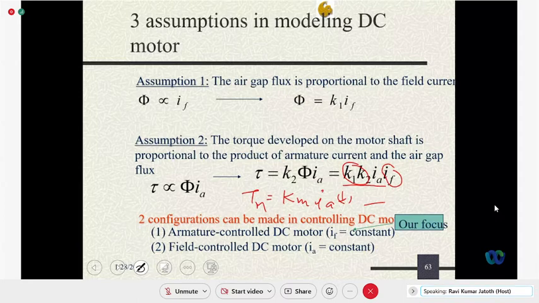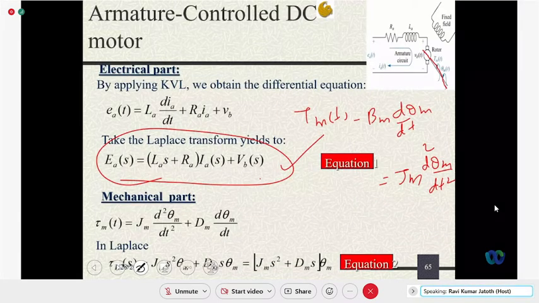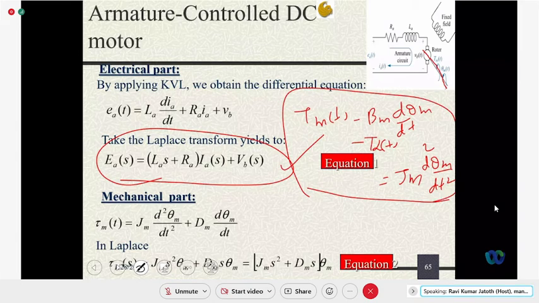Now tau M is input, output is angular displacement. There is a motor torque applying like this, and frictional torque is opposing. If I consider the load torque, I get TM of t minus BM d theta M by dt minus TL of t is equal to JM d square theta M by dt square. Is it all right? When motor torque is trying to rotate the shaft, if a load is connected to the motor, load torque will oppose the torque, right? Yes, sir. So this is the mechanical equation. Is this understood or any questions? Up to this point, clear?